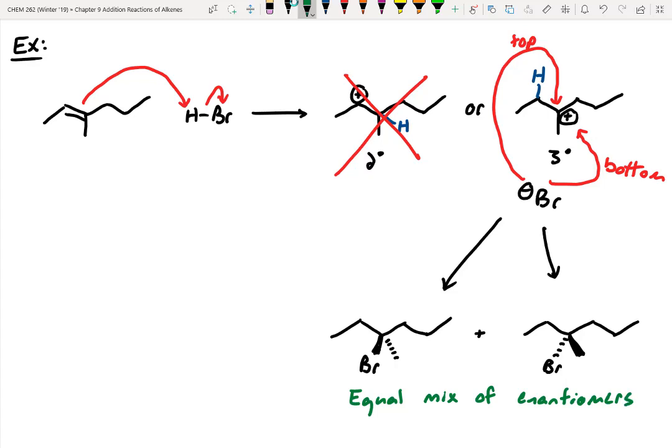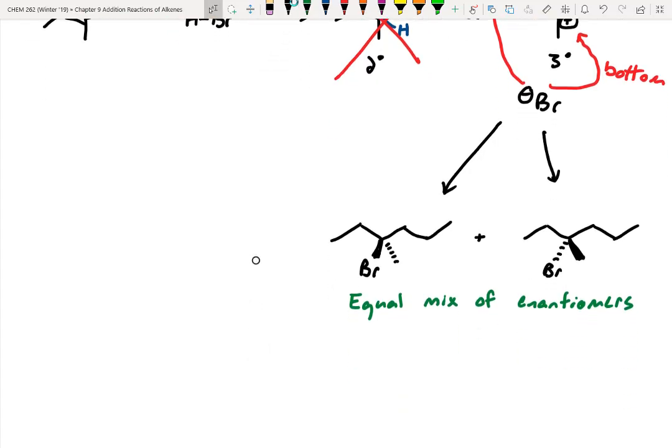And what do we call that when it's an equal mix? It's a racemic mixture. Is this mixture of products going to be optically active? No. Just like we saw first term, if you have a racemic mixture, yes, you do have two chiral products, but they cancel out plane polarized light, and therefore you have no net optical rotation, and they're not optically active.